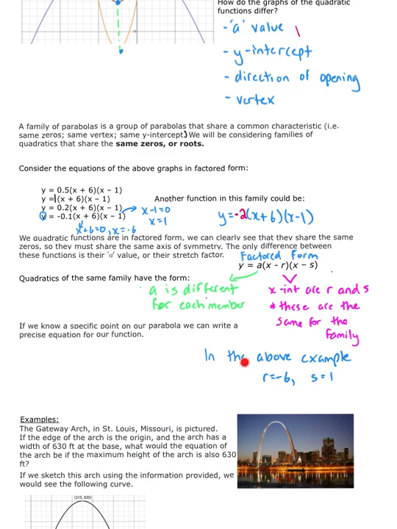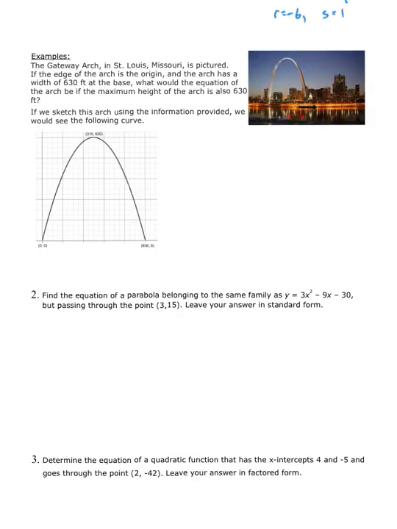So I've just written here that in the above example, r is equal to -6, the first x-intercept, and s is equal to 1. And then when you put -6 into the equation, you're subtracting -6, so it becomes x plus 6. And when you put +1 into the equation, it's x minus 1, which is what we have. Just note that textbooks or other teachers might use different letters than r and s to represent the x-intercepts in factored form.